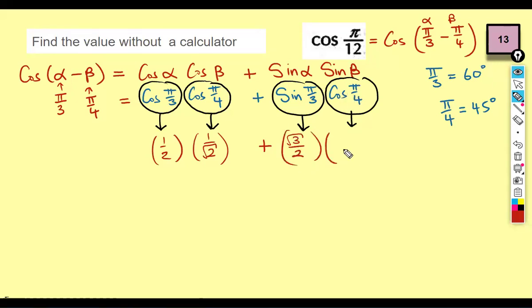And cosine 45 degrees. I made a mistake here. This is supposed to be what? Sine. But fortunately, it will give us the same answer. Sine 45 and cos 45 is the same thing. Lucky for us. So that won't make a big difference. Right. So let's try our best to simplify this.